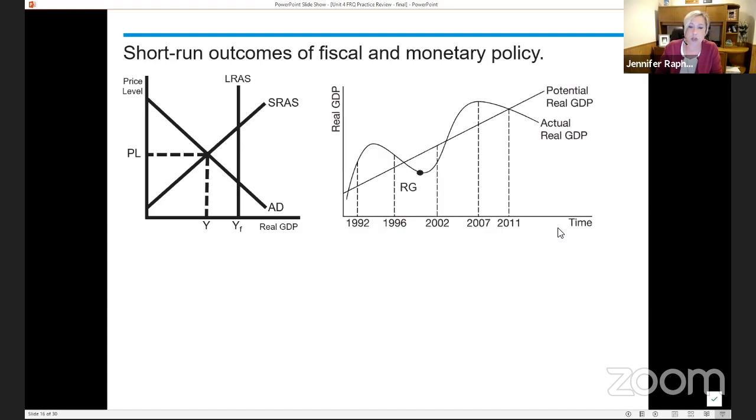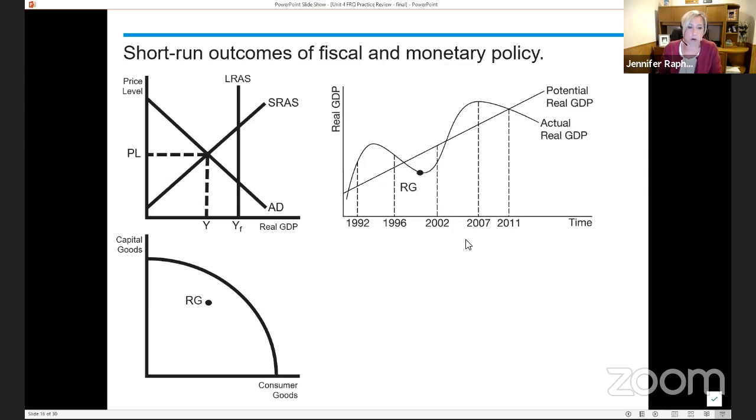We can also show a recessionary gap in the business cycle model. So the potential output is represented by this constantly increasing output over time, and the actual output is subject to the business cycle. So if actual output is less than potential output, we are in a recessionary gap. So I put a point here and labeled it RG. So that's another way to show a recessionary gap.